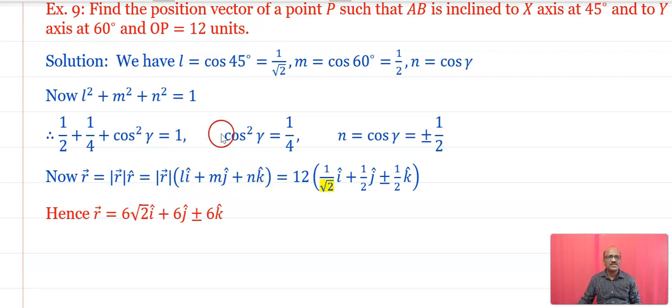What is L? L is equal to 1 by root 2. Substitute the value: 1 by root 2 i cap plus m. M is again 1 by 2 j cap. And what about gamma? N is plus or minus 1 upon 2 k cap. And therefore r bar is equal to, if we simplify it, 12 into 1 by root 2 i cap plus 12 into 1 upon 2 j cap plus or minus 12 into 1 upon 2 k cap. And if we simplify, then r bar is equal to 6 root 2 i cap plus 6 j cap plus or minus 6 k cap, and hence the answer.